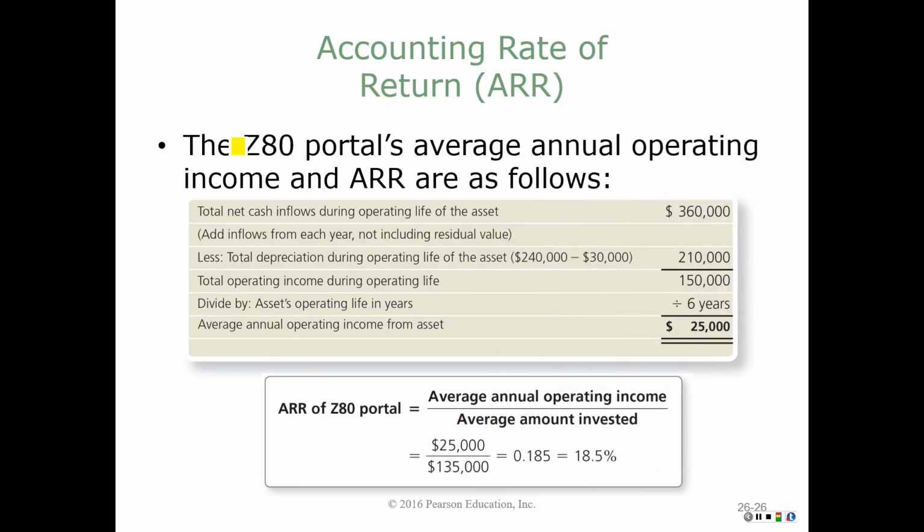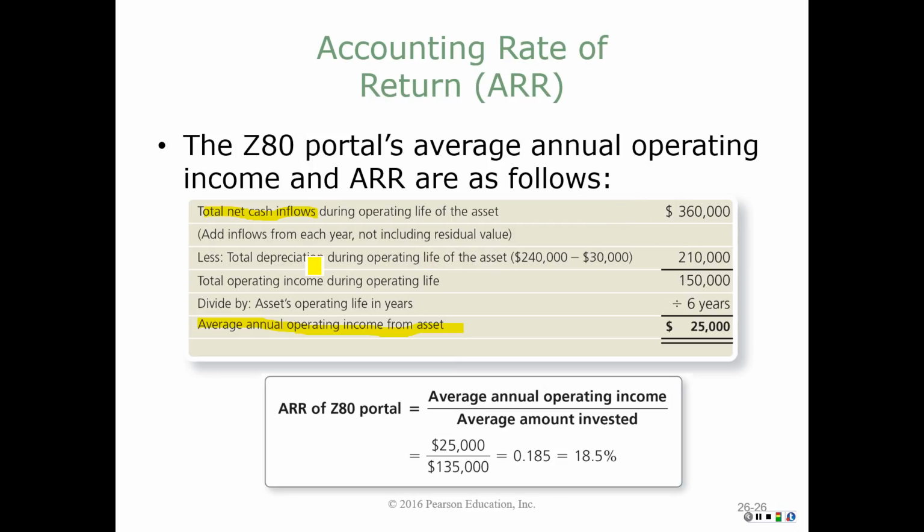So let's look at what happens with the Z80 portal when we do have different amounts of income coming in through the period, and we do have a residual value. Still, when we're calculating our average annual operating income, we're looking at the cash flows being generated by this asset, and we want to know the total. So even though these were coming in at different amounts for different years, 100,000, 80,000, 60,000, we simply want the total amount of cash inflows over the useful life or operating life of the asset, which was 360,000.